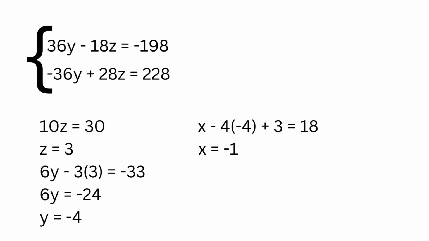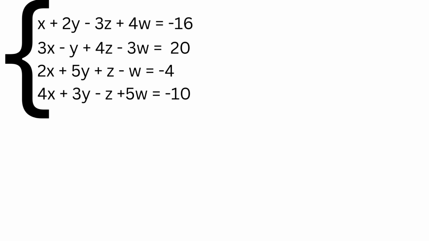Now go to the main system and replace y and z in any equation, and the result will be x equal -1. Now let's move into this 4 equation 4 unknown system, and to solve it, it will take a long procedure, so let's start. We need to eliminate a variable, so try to solve for the easiest one. And I choose to eliminate the z, so multiply the third equation by 3, it will be as follows.